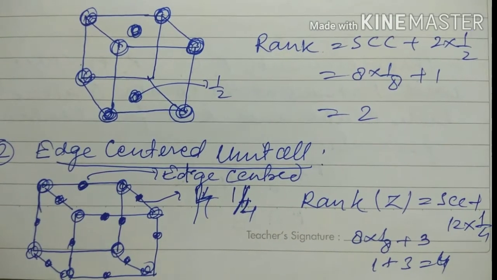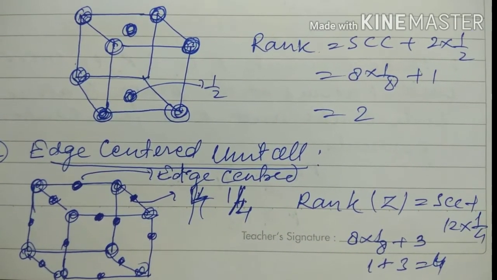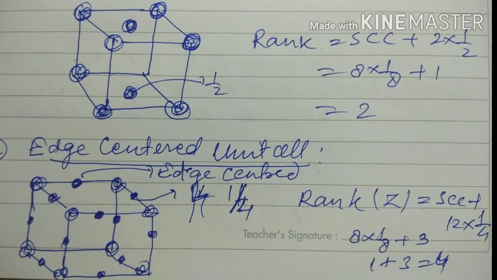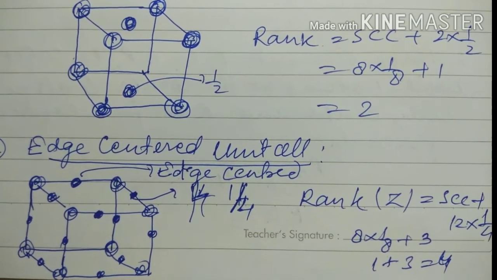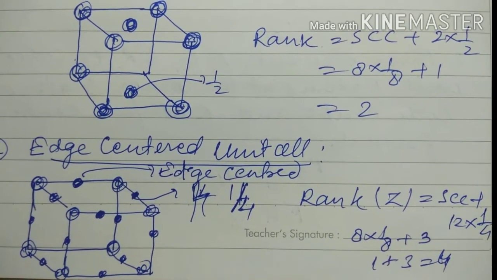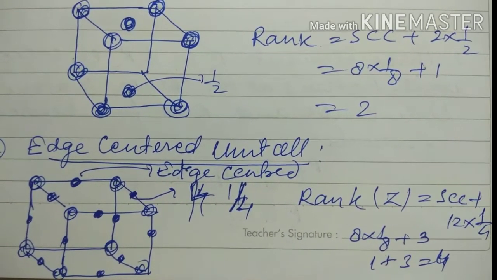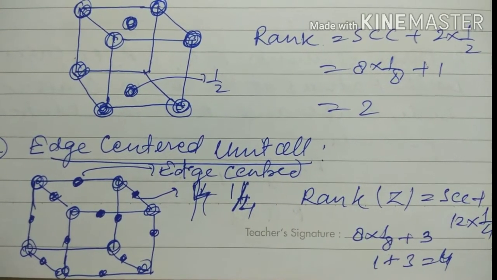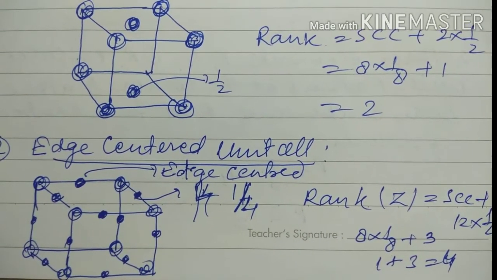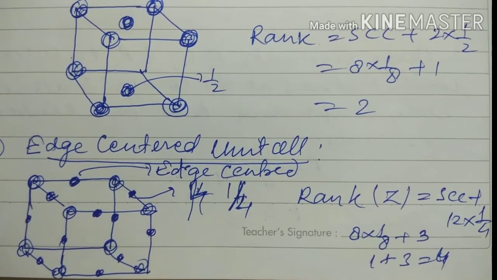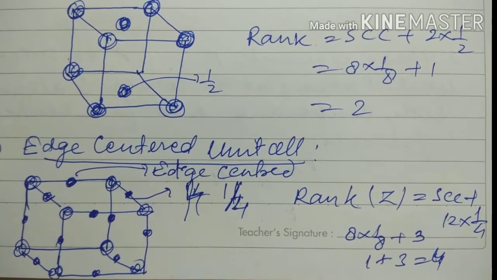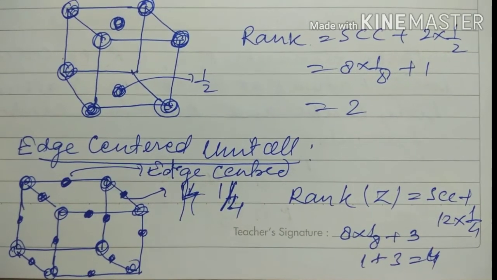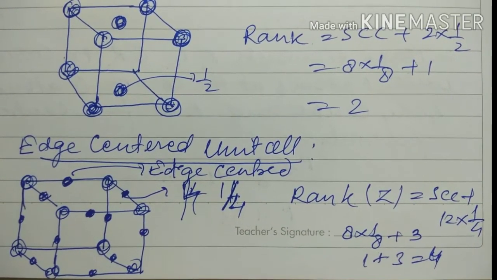Now in the edge centered unit shell SCC will be formed, atoms will be in each corner but also in the middle of each edge, meaning all the 12 edges have an atom in each center and participation is 1/4. It is represented in a diagram. So rank is equal to SCC, 12 edges into participation 1/4, means 1 plus 3. It means total rank is coming to 4.